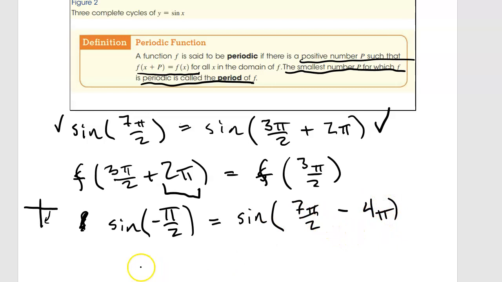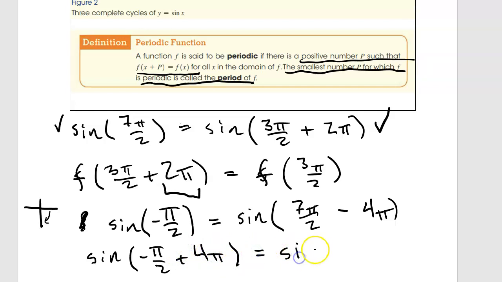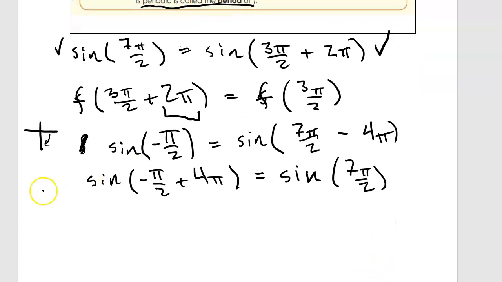Okay, so sine of negative pi over 2 plus 4 pi is equal to sine of 7 pi over 2. Since all these angles are coterminal, we would get the same exact answer for our function. We would still get -1 for sine.